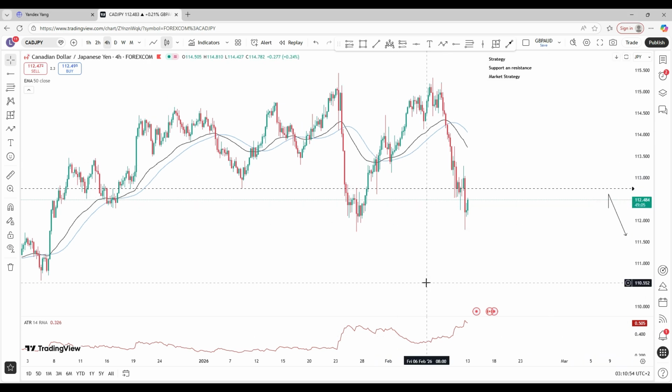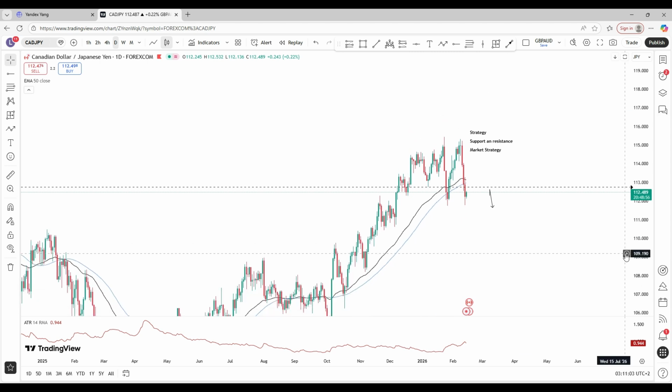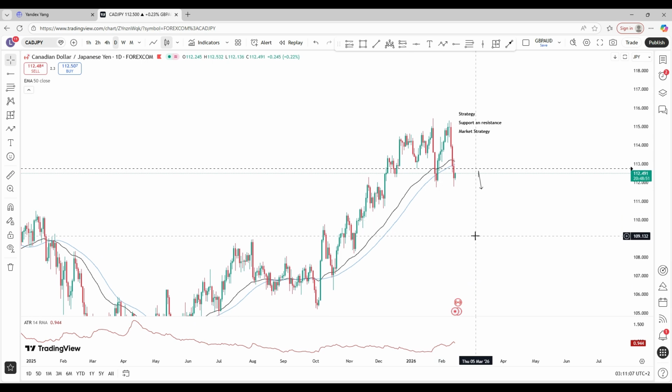CADJPY. This is February 2026. Okay, let's go. I'm going to make a short video of 5 minutes and explain what I think is going to happen on this market this week, maybe probably next week.